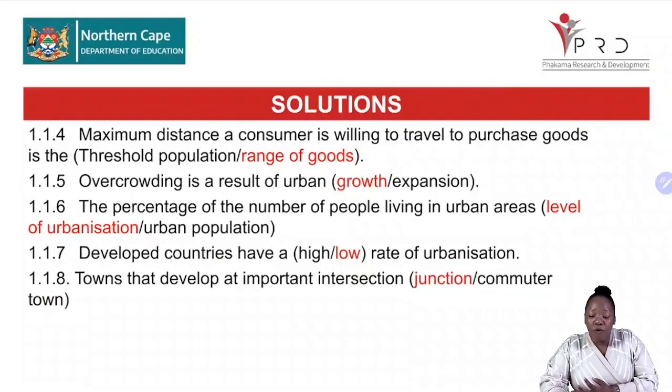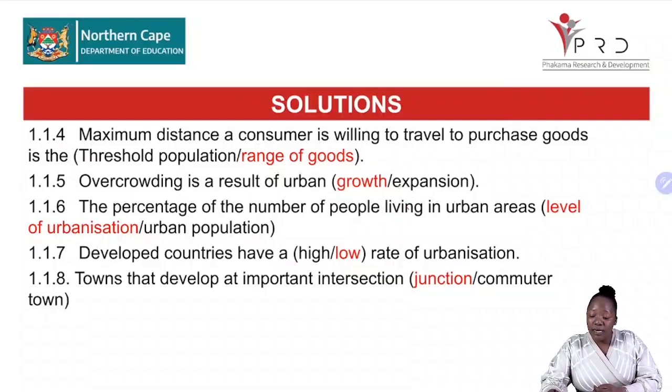Then number 5, overcrowding is the result of an urban growth. Remember, urban growth, again, we are talking about the increase in the number of people who are in urban areas. So again, expansion, because they did not talk about the buildings, they only talked about the overcrowding, which is the people.